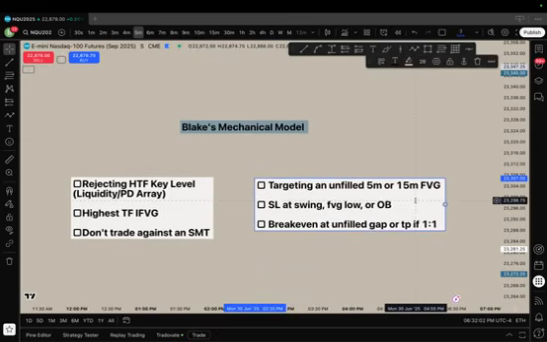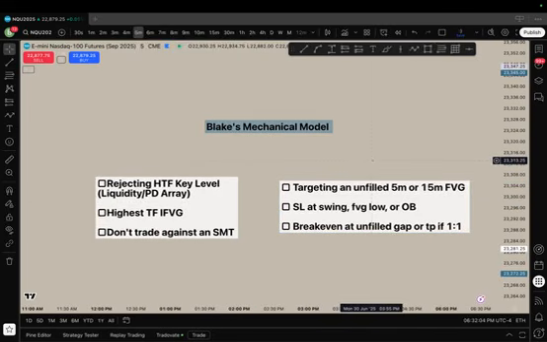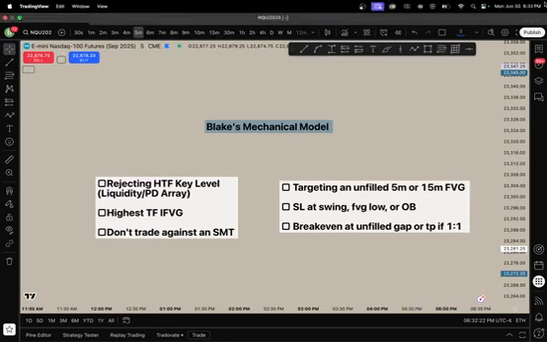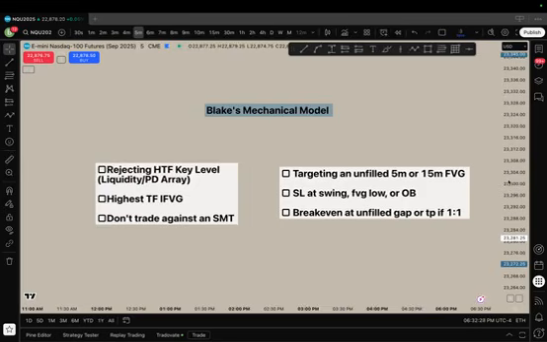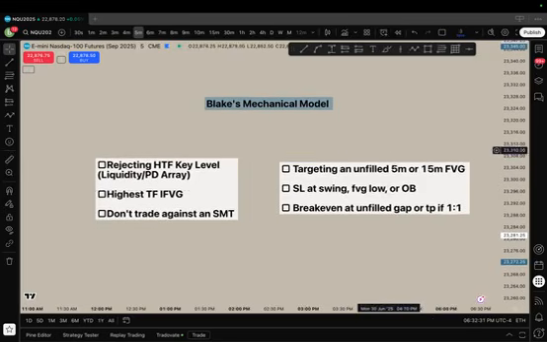That's going to be your fair value gaps. PD arrays are basically fair value gaps, order blocks, breaker blocks, really any ICT concept. But mainly pay attention to fair value gaps and liquidity. That's really all you need. For more accurate entries, there are obviously breakers, BPRs, that sort of stuff, but just focus on fair value gaps. And again, that's going to be the 15-minute time frame or higher.